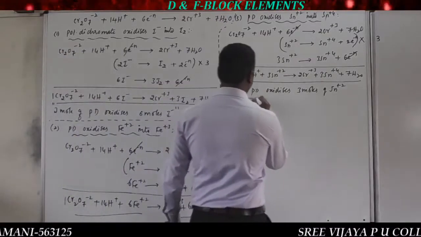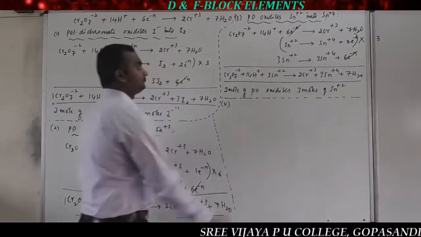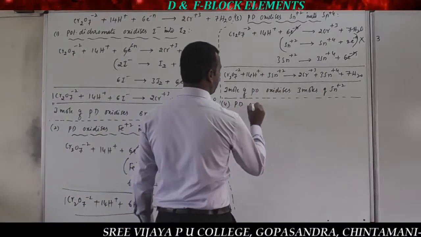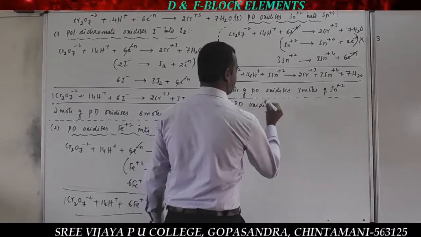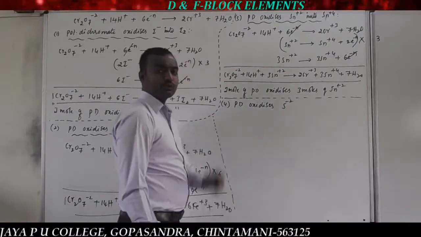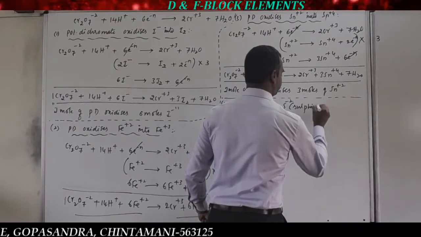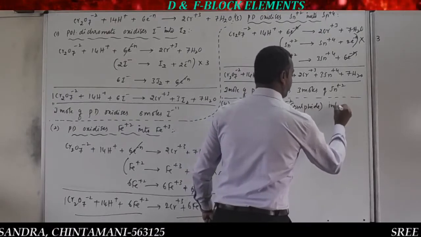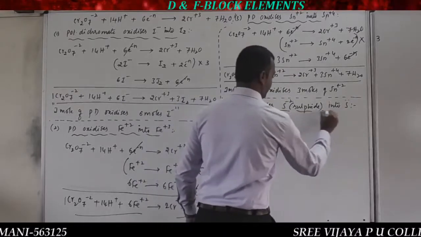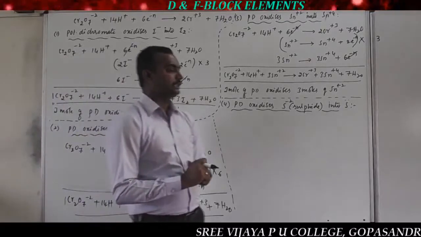And the last one is potassium dichromate, that is the fourth one. Potassium dichromate oxidizes which ion? That is the sulfide ion. S2- is called sulfide. So sulfide ion into sulfur. That is the last redox reaction: potassium dichromate oxidizes sulfide into sulfur.